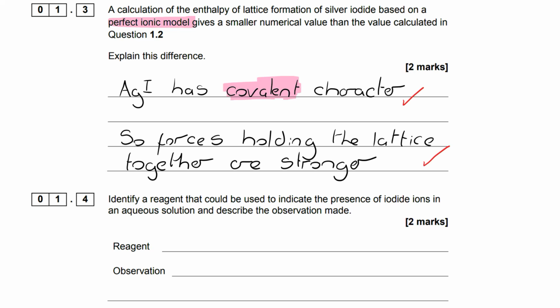Then we move on to 1.4, a reagent that can be used to indicate the presence of iodide ions in an aqueous solution and the observation made. Now, I've highlighted here a reagent. So it has to be the silver nitrate. It can't be about the dilute ammonia or the concentrated ammonia, because they come as a second step to this test, the test for halide ions. So because it's a reagent, it must be the silver nitrate that we're looking for. And if it is the silver nitrate, you've then got to remember the colours that you will get for the halide ions, and specifically that with an iodide ion, you would get a yellow precipitate.